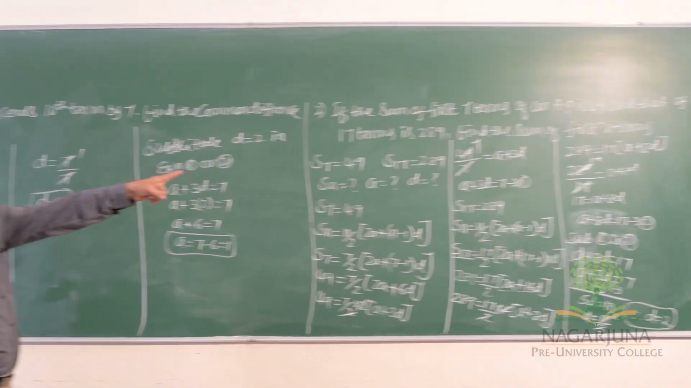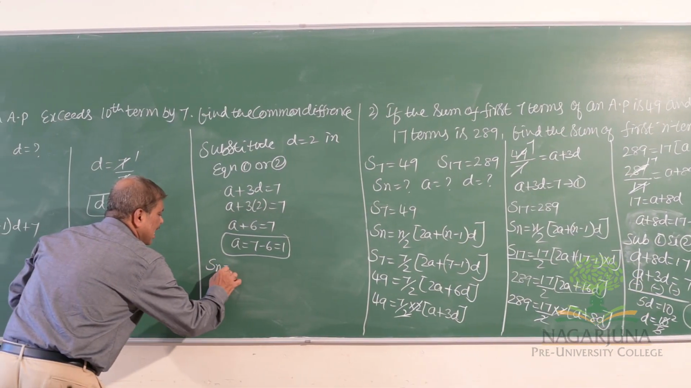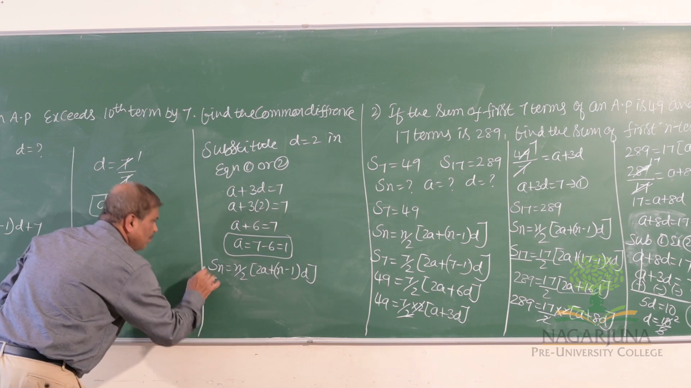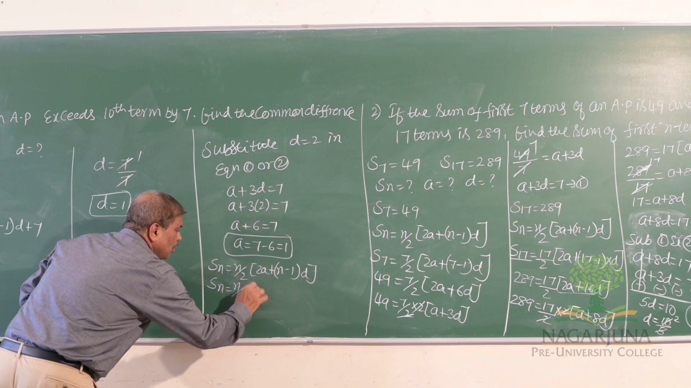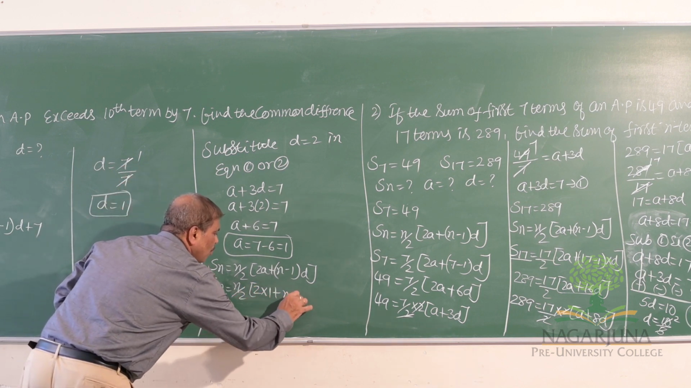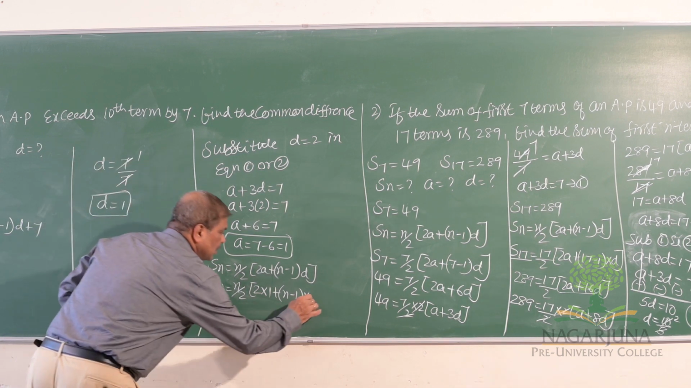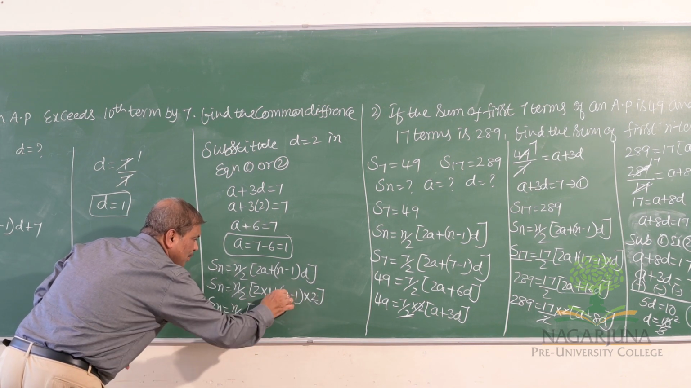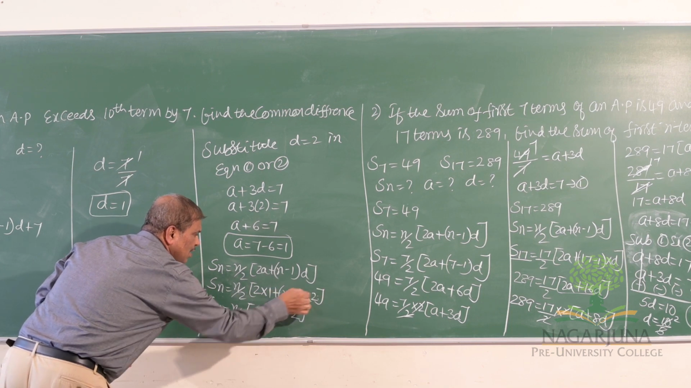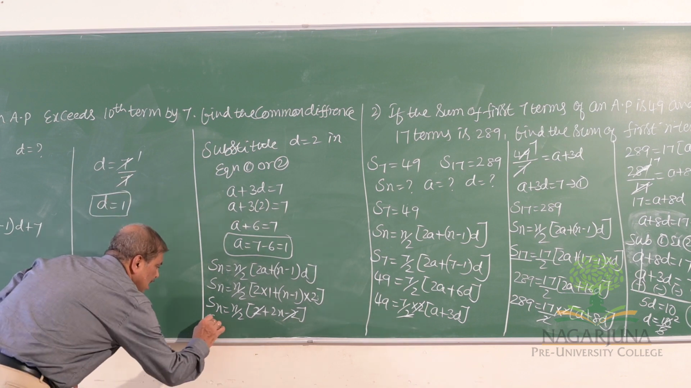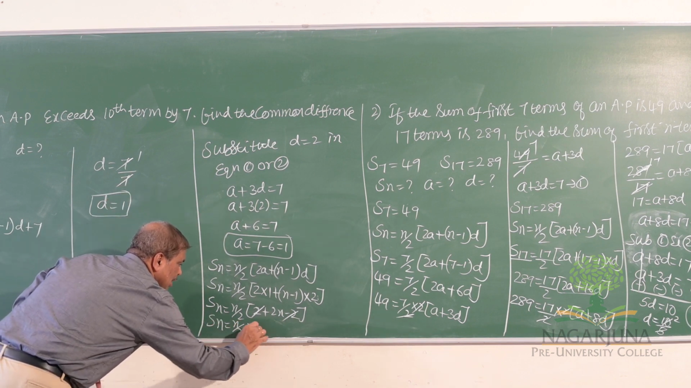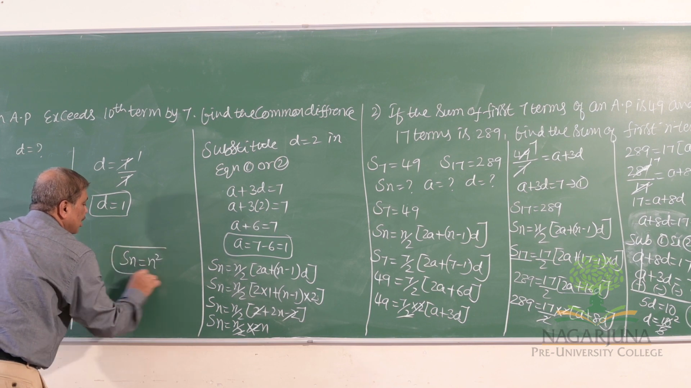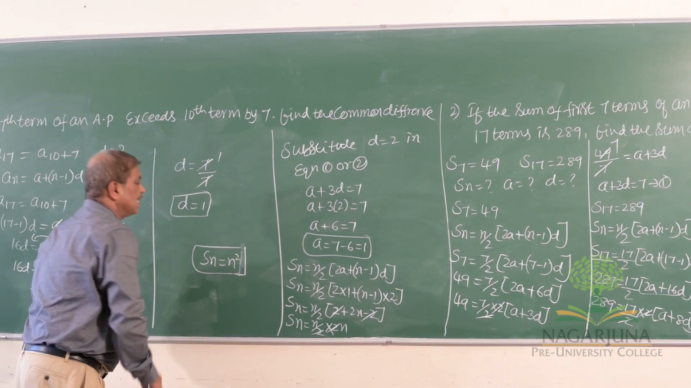After finding a and d, next we have to find Sn. What is the formula for Sn? n by 2 into 2a plus n minus 1 into d. So Sn is equal to n by 2, 2 into a is 2 into 1, then n minus 1 into d, where the value of d is 2. Sn equals n by 2 into 2 plus 2n minus 2. 2 into n is 2n, 2 into minus 1 is minus 2. Plus 2 minus 2 cancel. Sn is equal to n by 2 into 2n. The 2s cancel. Sn is equal to n into n, n square. So the value of Sn is n square.